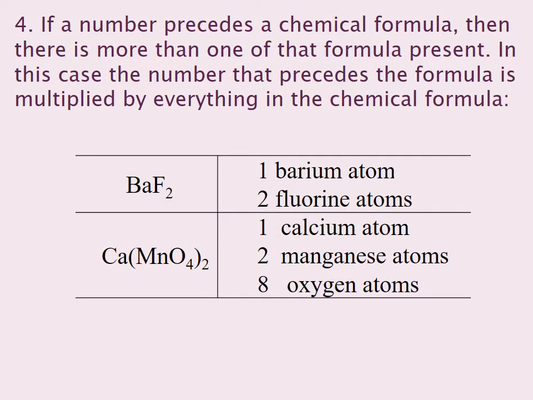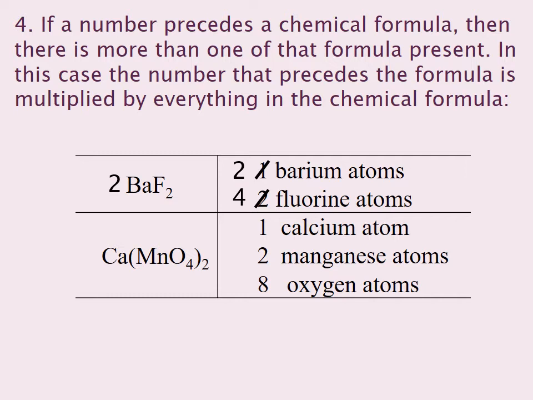Point 4. If a number precedes a chemical formula, then there is more than one of that formula present. In this case, the number that precedes the formula is multiplied by everything in the chemical formula. If I have barium fluoride, I have 1 barium atom and 2 fluorine atoms. If I placed a 2 in front of the BaF2, that means I have 2 barium fluorides and everything must double. So 1 barium atom becomes 2 barium atoms, and 2 fluorine atoms becomes 4 fluorine atoms.